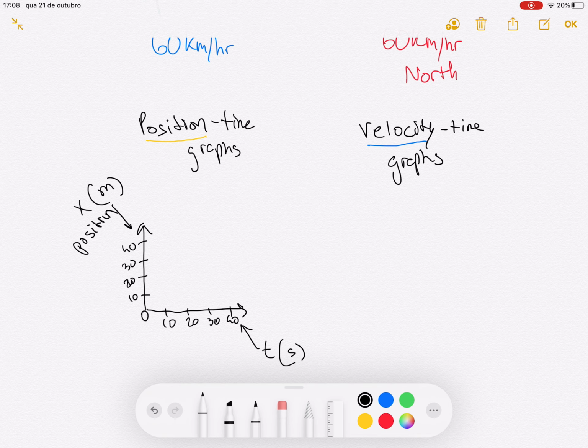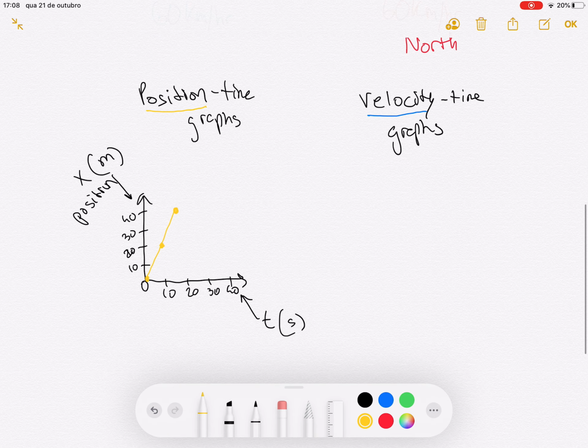Now imagine you start at position 0, at time 0. So you're just standing there. We can plot a point. Then after 10 seconds, you move 20 meters, and so you're here. And then after 20 seconds, you're at 40 meters. Then we can draw a line through those points, and this would be how our position time graph looks.